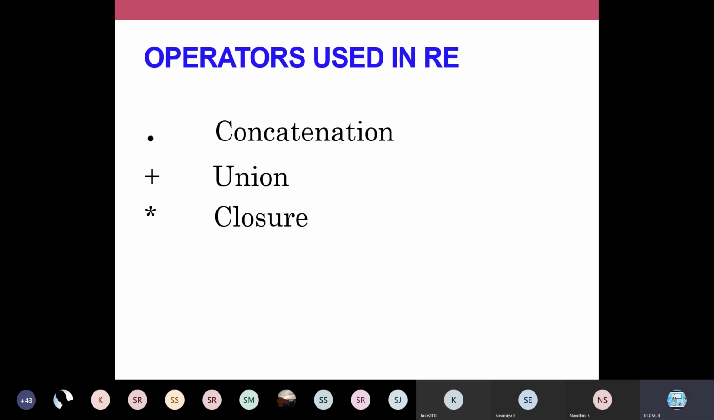The operators take a precedence. I have listed the operators in the order of increasing precedence. That is, concatenation takes the least precedence, union takes the next precedence, and closure takes the highest precedence. Write this in your notebook on the side. This is an important university question, asked for 2 marks: What are the operators used in a regular expression and what are their precedences? Star takes the highest precedence and concatenation takes the least precedence. Write down in your notebook: closure takes highest precedence and concatenation takes least precedence.